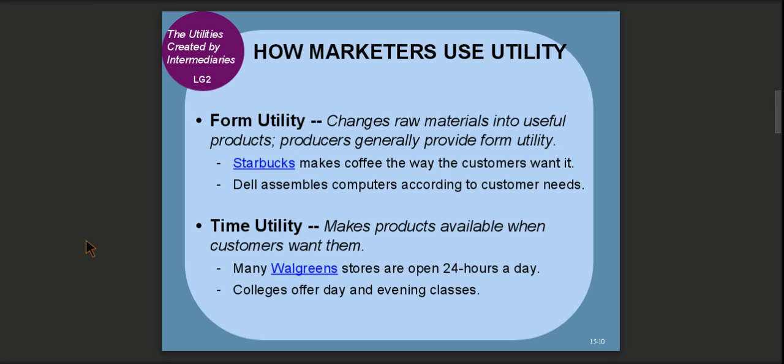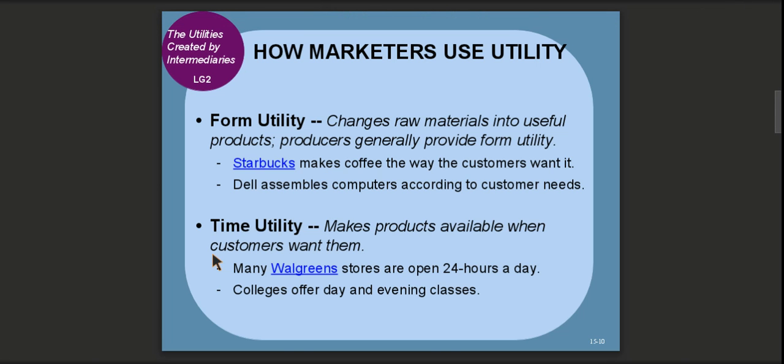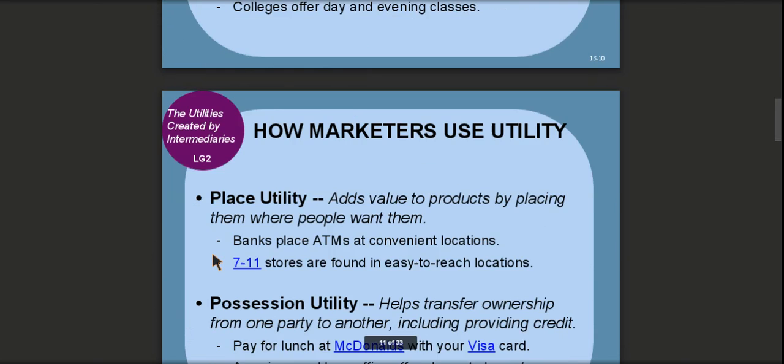Time utility, so that it is available when you want it, right? So a couple weeks ago, my husband had really bad poison ivy. And it was late, so we went to a 24-hour CVS and were able to get the Benadryl, right? That was a time utility for us.